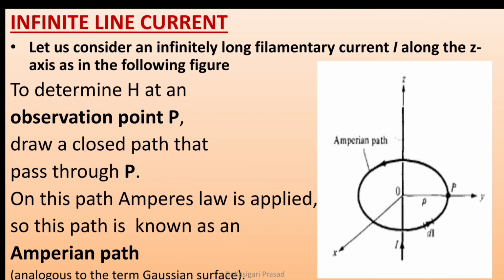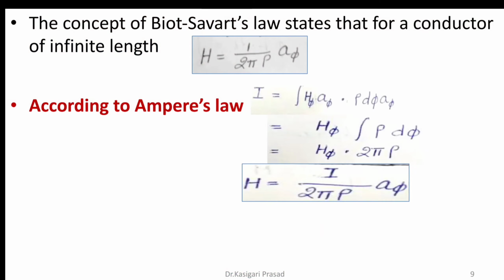It means that it has a symmetrical nature. At a particular point P on that Amperian path, we are going to find the magnetic field H produced. Therefore we have taken a differential length dl here, and the distance from the origin O to point P is rho, as shown in the diagram. With reference to this diagram, to determine H at observation point P, draw a closed path that passes through point P. On this path, Ampere's law is applied, so this path is also known as the Amperian path. This is similar to our Gauss's law.